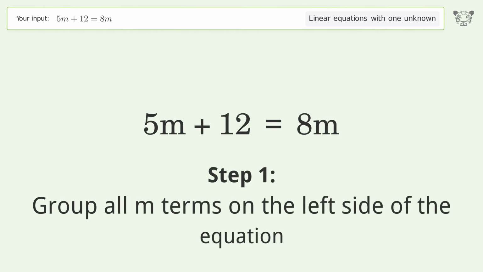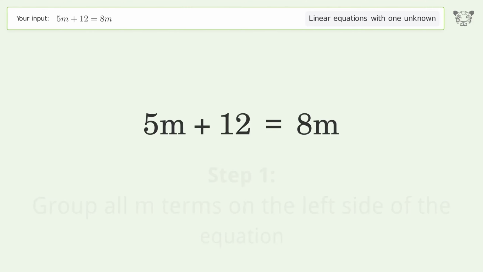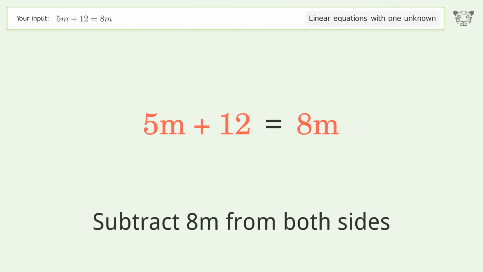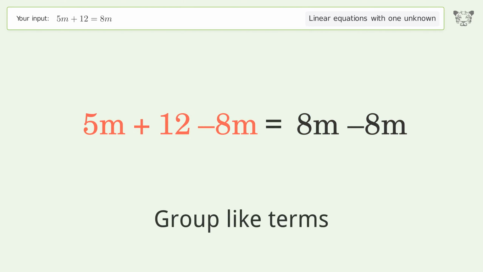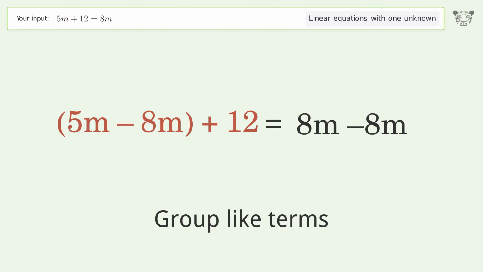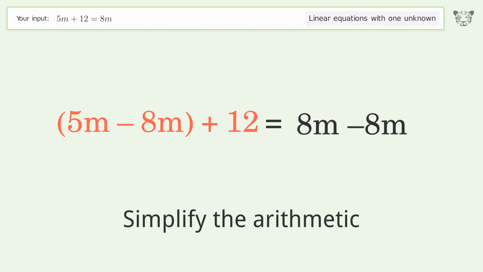Group all m terms on the left side of the equation. Subtract 8m from both sides. Group like terms. Simplify the arithmetic.